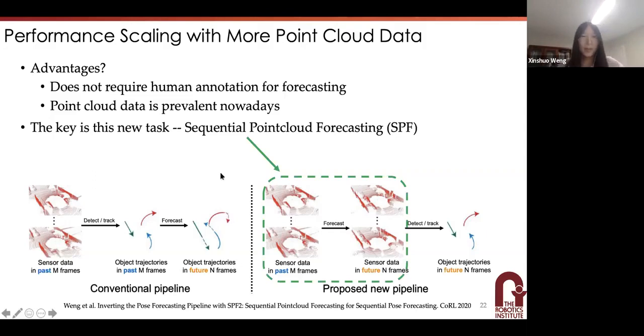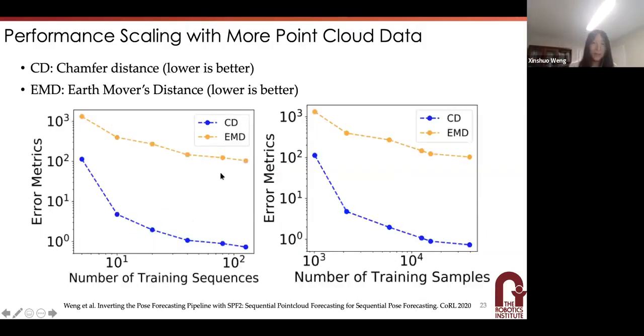Once we have these advantages, a key difference is that our pipeline can scale its performance with more unlimited and also unannotated data, which is the point cloud. On this figure, I'm showing a small experiment we did in the paper that demonstrates that the performance goes up when we have more data. This is kind of obvious, but it's especially true in our case because we can have more unannotated point cloud data rather than labeled object trajectories.